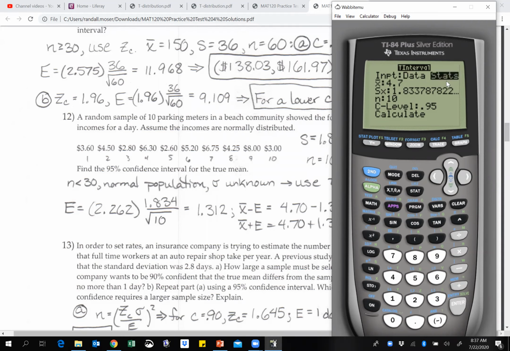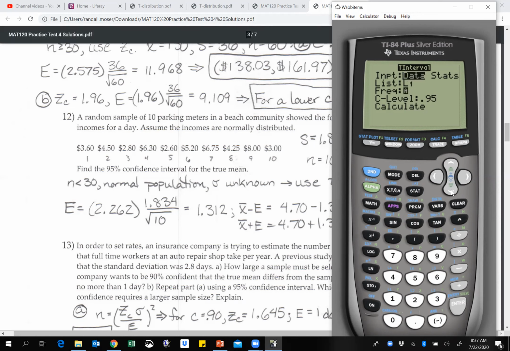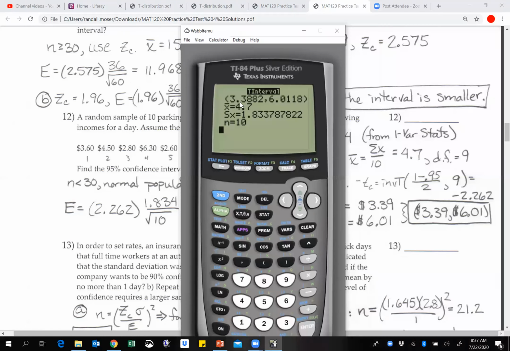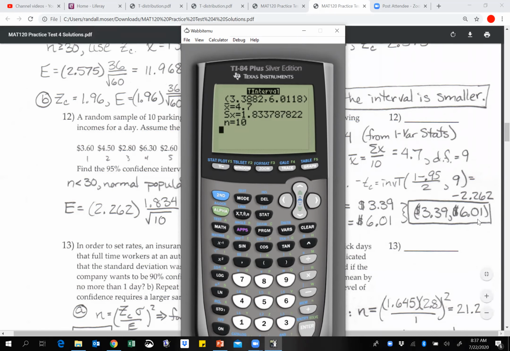This time, again, you could go off of the stats, or you could just go off of the data option because we have all of that data entered. Our data was in list L1. The frequency we're going to keep is 1 always, and then they want the 95% confidence interval for this. Go ahead and hit enter, and the confidence interval should be, to the nearest penny, 3.39 to 6.01.